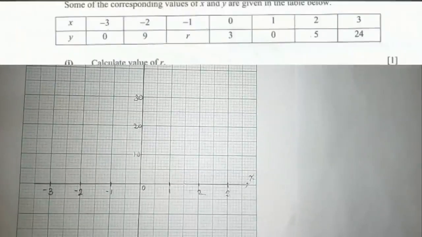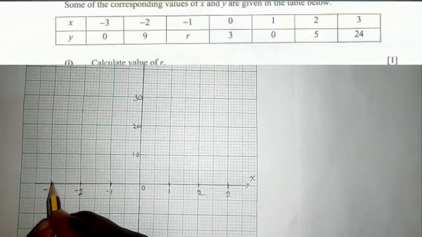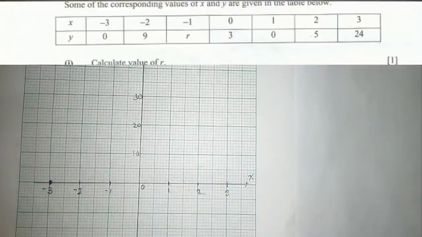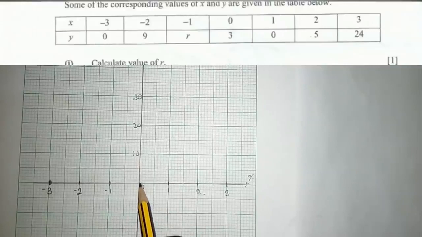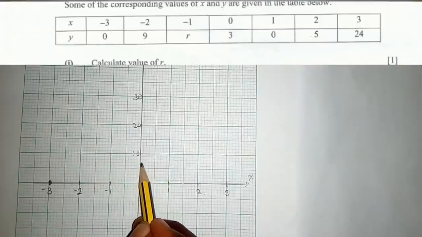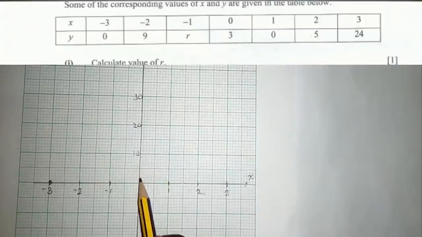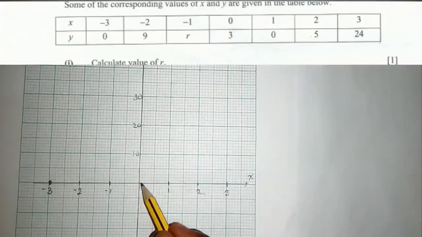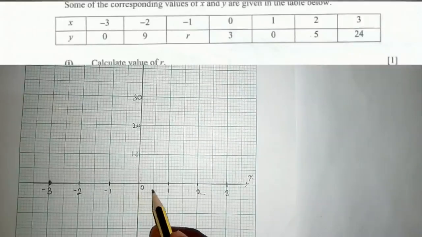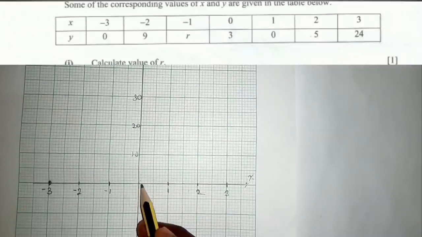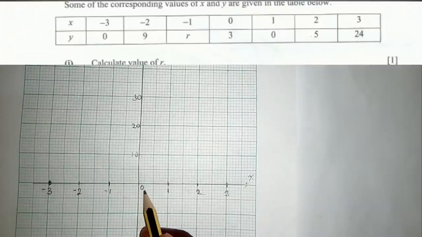For the graphing, the first point is -3, 0. So -3, 0 is here. The next point is -2, 9. If you can see, this is 10. Each line is 1. So this is 1, 2, 3, 4, 5, 6, 7, 8, 9, 10. Up in the y-axis, each small line here is 1, and in the x-axis, each small line is 0.1. How did I know? There are 10 lines here.